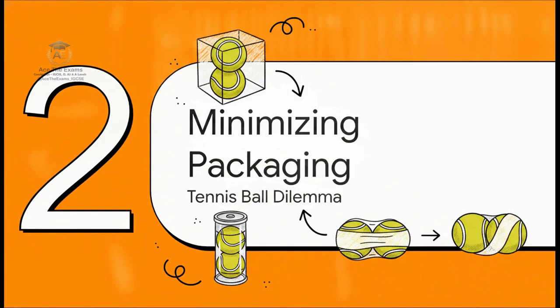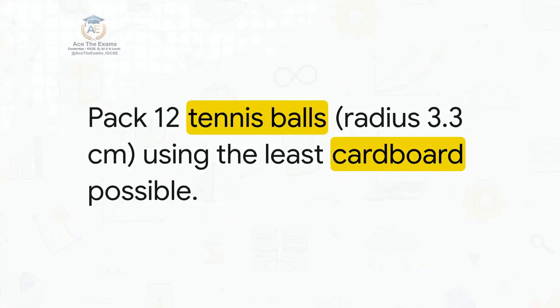Moving right along to Section 2, Minimizing Packaging Material. I call this one the tennis ball dilemma. For this challenge, we are completely shifting gears. Instead of trying to maximize the empty space inside a tray, our goal flips to minimizing the physical material on the outside of a package.